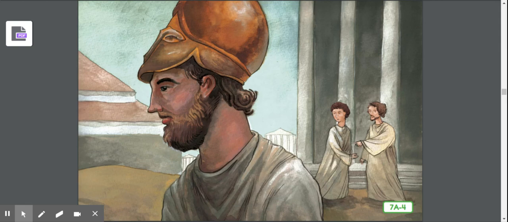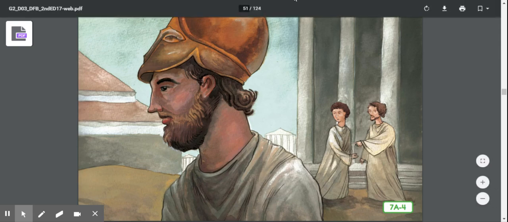However, like all Athenian leaders, he had to be re-elected, or chosen again, to his office every year. And if the Athenians did not like the job he was doing, they could vote him out of office or right out of Athens for up to 10 years. And when I was studying this, Pericles at one point did get voted out of Athens for 10 years, which is crazy.